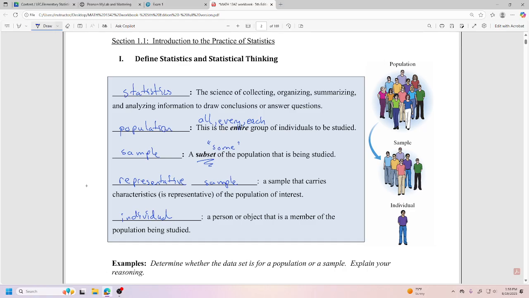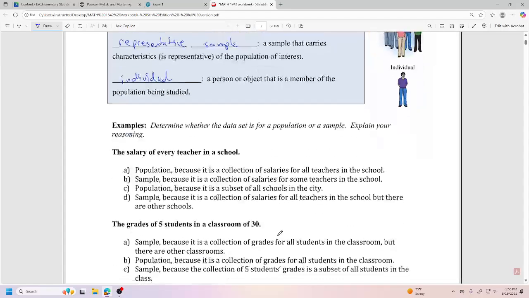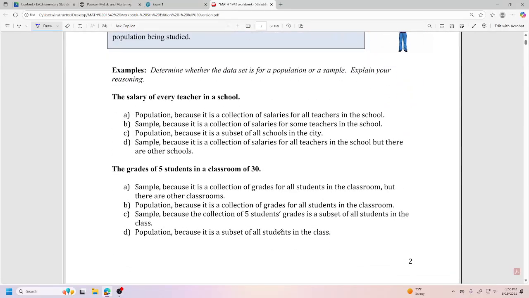We can also do male, female. We can do majors, even in this classroom. So there are lots of different ways to see sample and population. Okay, so we're going to do a whole bunch of questions about that. Sample and population questions: determine if it's a population or a sample. Is it everybody or is it some people?